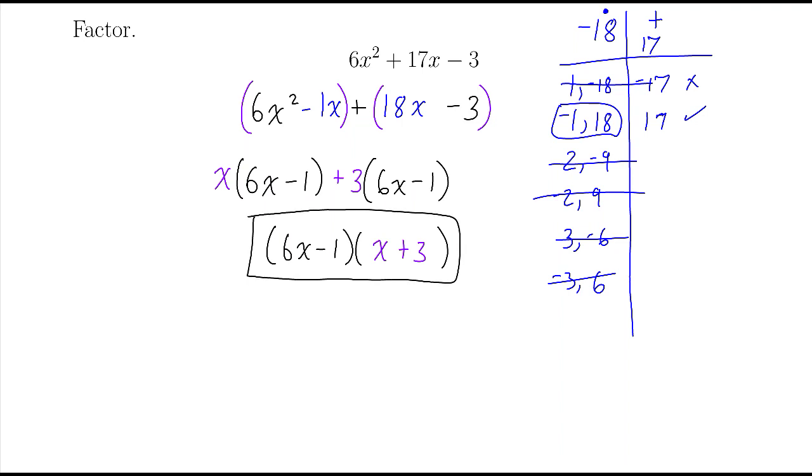Okay, so that was the explanation. You have a common factor. You put the common factor in the front. When you take away the common factor, you're left with an x and a 3.